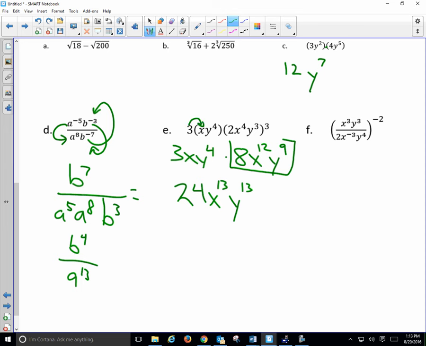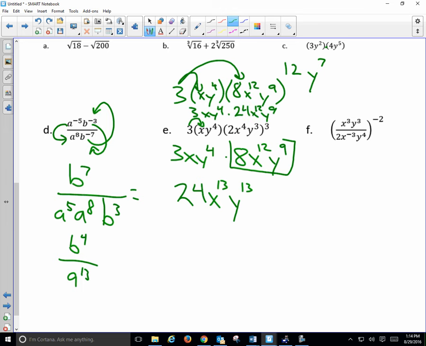So they'll cube it, and they'll get 3 times xy to the 4th times 8 x to the 12th, y to the 9th. And then they'll distribute the 3 here, and they'll distribute the 3 here to get 3xy to the 4th times 24 x to the 12th, y to the 9th. And that would give a total of 72.